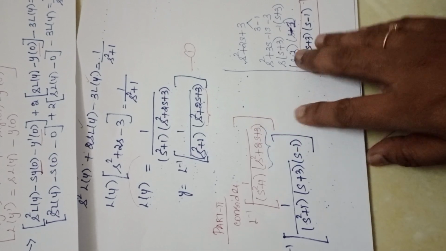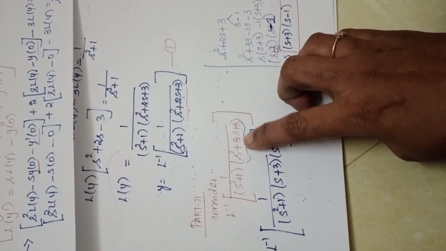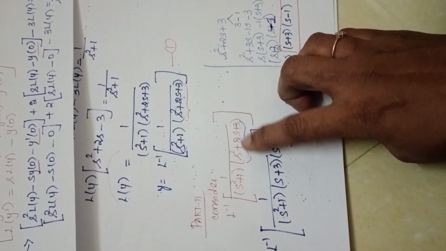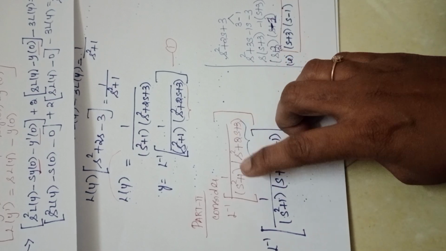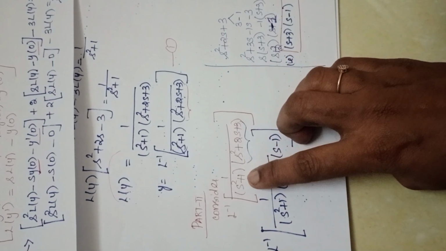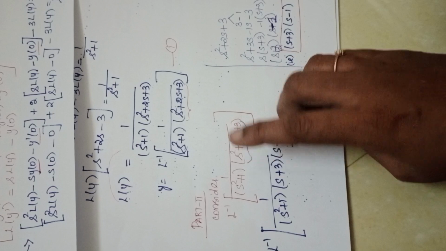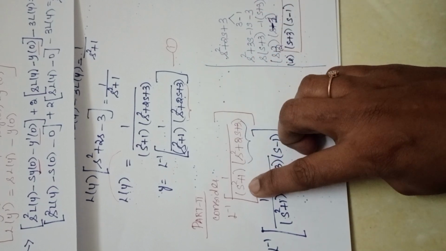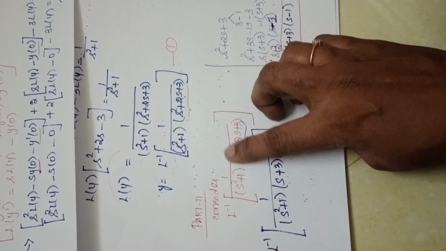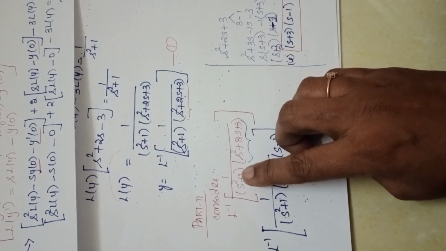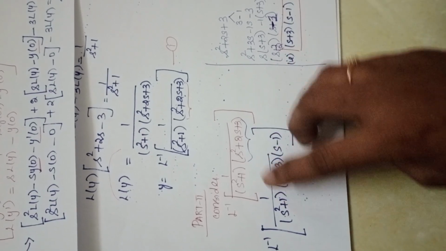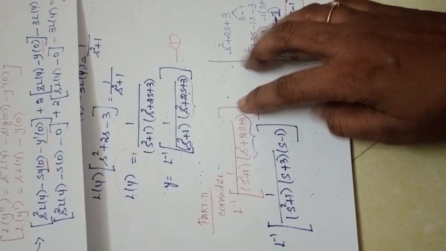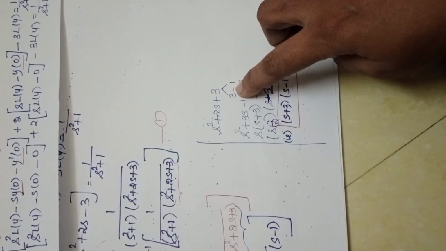So let me proceed considering this L inverse of 1 by s square plus 1 into s square plus 2s plus 3. We come to know this s square plus 2s plus 3 is a quadratic expression. S square plus 1 is also a quadratic expression. Before going to the method of partial fraction, we need to check whether this quadratic expression can be factorized. S square plus 1 cannot be factorized, whereas s square plus 2s plus 3 can be factorized.